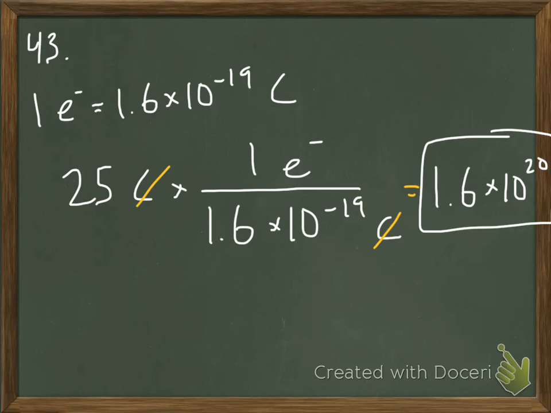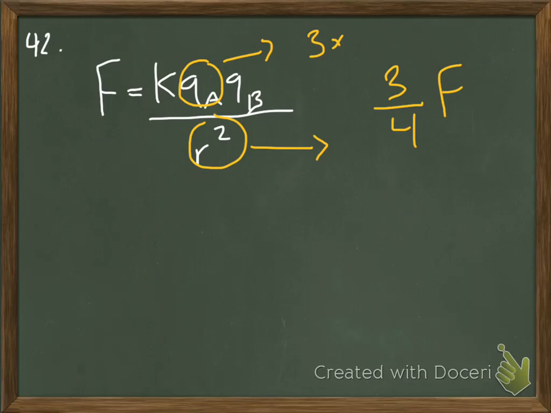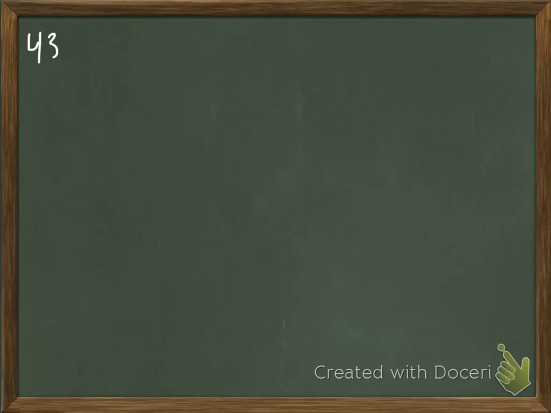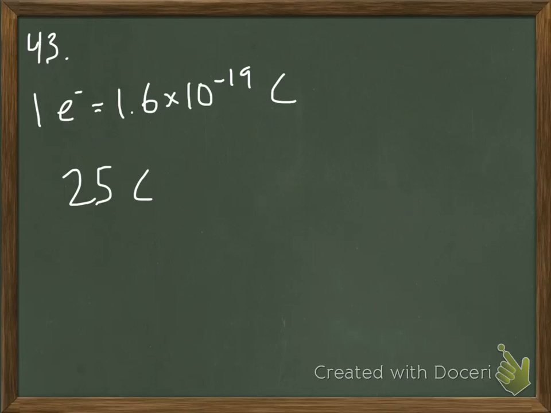Number 43. I'm sorry. Let me play this back here. Okay, 43. We have 25 coulombs. We want to know how many electrons. Well, first of all, we've got to know the conversion factor. The conversion factor is written right here. If you forget it, it's in your textbook. You can Google it. It's just a fact.